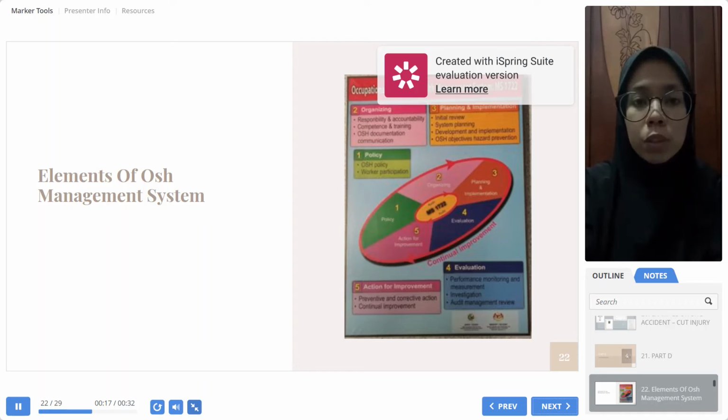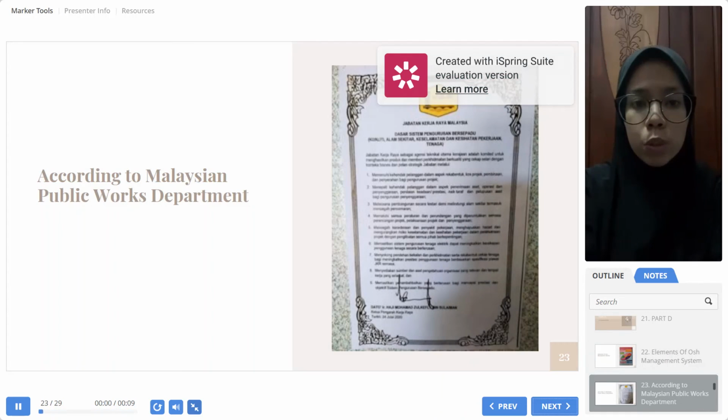There are 5 elements of the occupational safety and health management system. It starts with policy, organizing, planning and implementation, evaluation, and action for improvement. We will go through the policy in this construction project. The policy is according to the Malaysian Public Works Department policy.